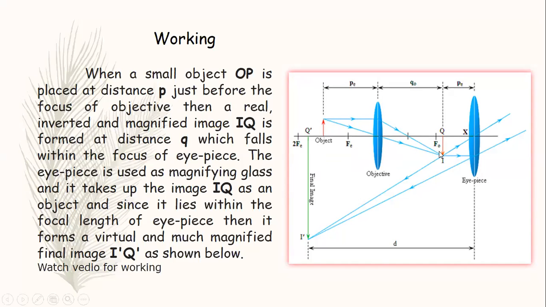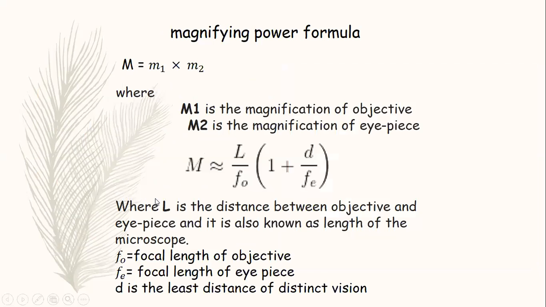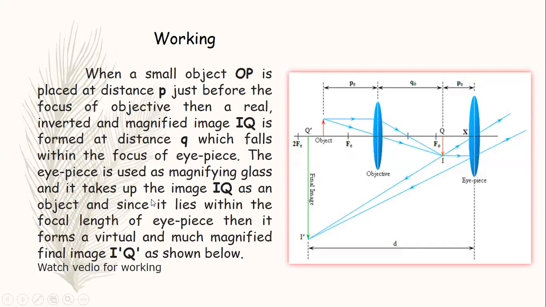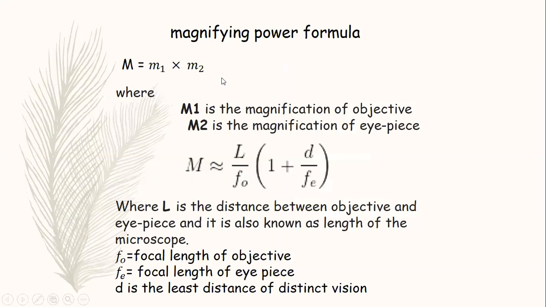Now this image is adjusted in such a way that it lies within the focal length of your eyepiece. So when the object is within the focal length of the eyepiece, we will get a virtual, erect, and inverted image. So you can see how much a little object is magnified by these two lenses. So this is the working of a microscope, and this is how it gives a very high magnification.